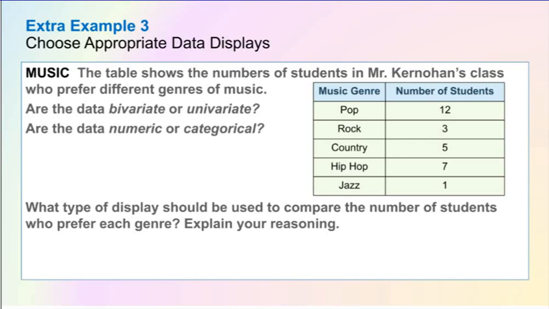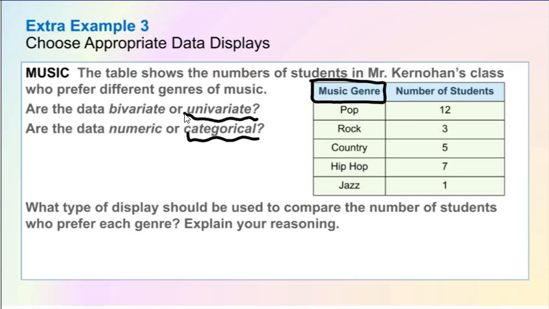It's actually only univariate, and it's only univariate because we're only looking at music genre. Now, if they would have said music genre compared to genders, if you're breaking down the number of students based on gender, then it would be bivariate. But because it's just students and what they prefer, the music genre is your only variable. This is categorical because we have different categories of our variable that we are looking at.